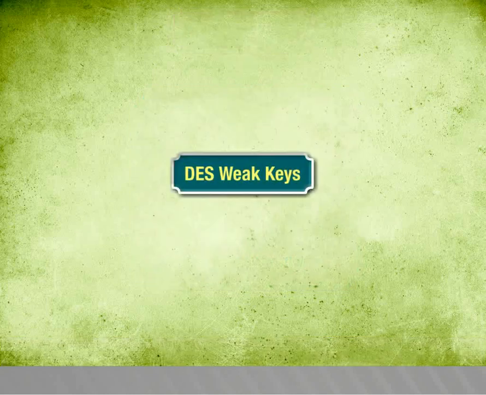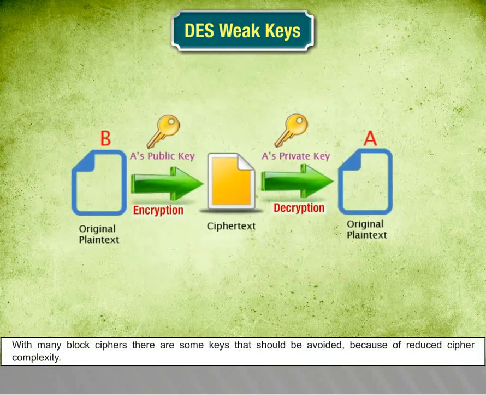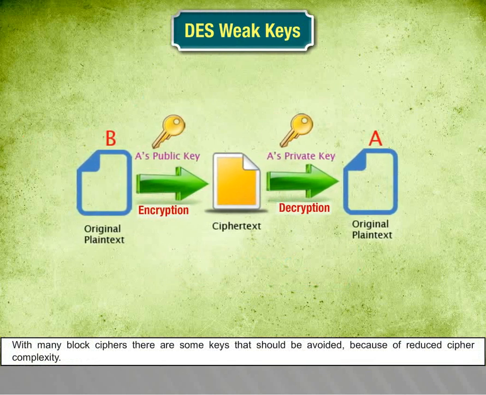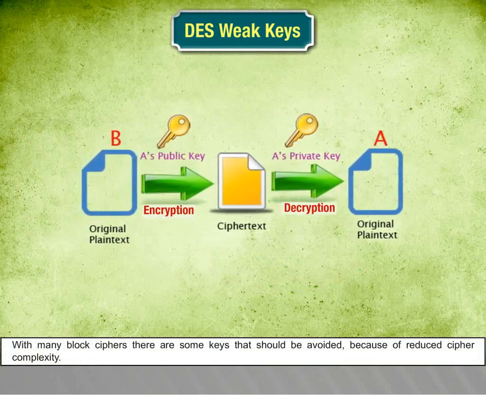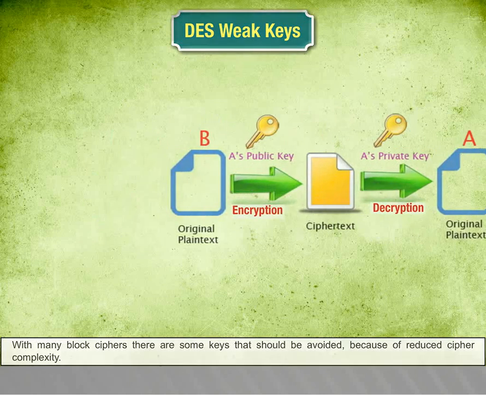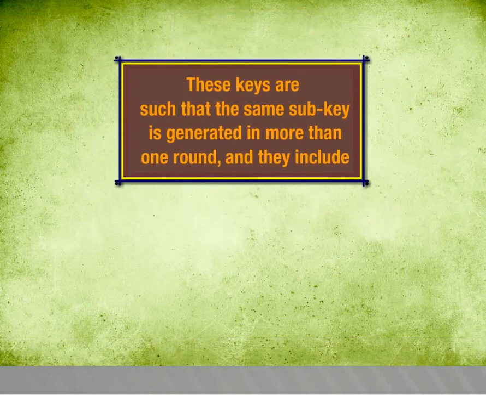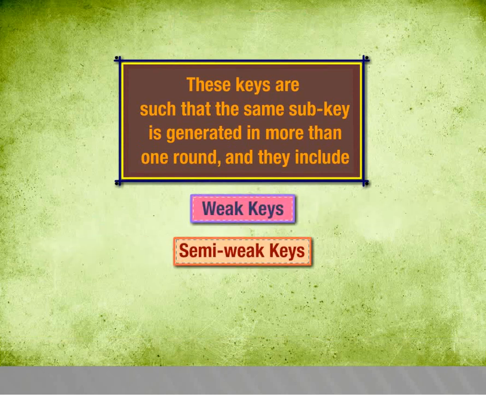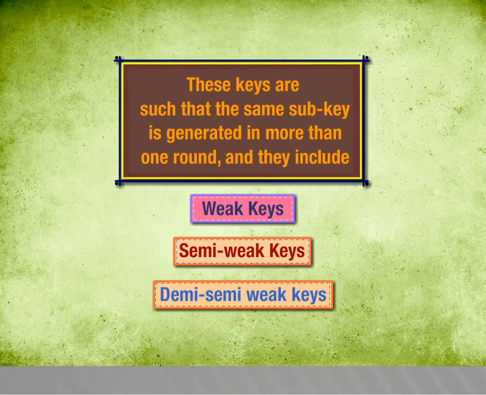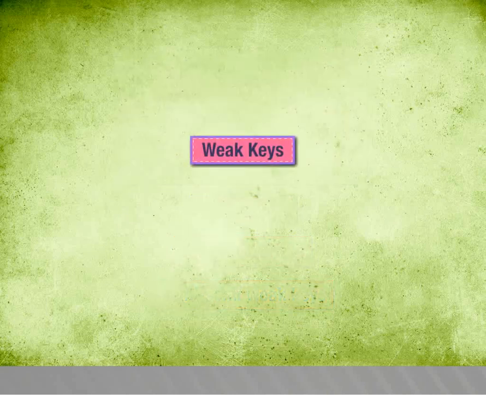DES weak keys. With many block ciphers, there are some keys that should be avoided because of reduced cipher complexity. These keys are such that the same subkey is generated in more than one round, and they include weak keys, semi-weak keys, and demi-semi-weak keys.